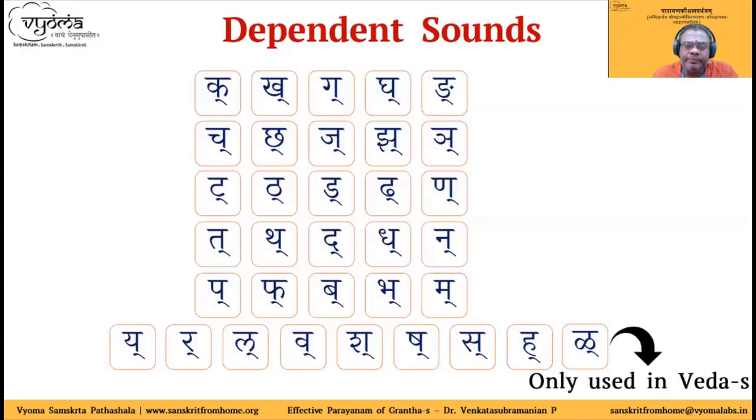Now dependent sounds, we have 25 plus 9. How many do we have? 25 plus 9 is 34, or 33. If you include la, it becomes 34. If you don't include la, it becomes 33. This la is used only in the Vedas, in Vedic Sanskrit. In other languages like Telugu and Kannada, it is there. But la is also there in Sanskritam, in Vedic Sanskritam.